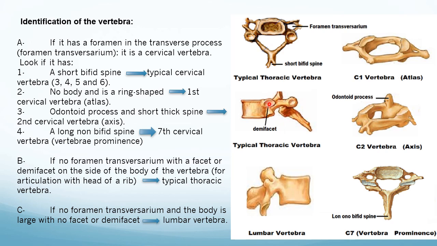If this vertebra has facets on the body and the transverse processes, this is a thoracic vertebra. We can also differentiate typical from atypical, but the most important is the typical thoracic vertebra. And if there is no foramen transversarium or articular facet on the body, this is a lumbar vertebra.